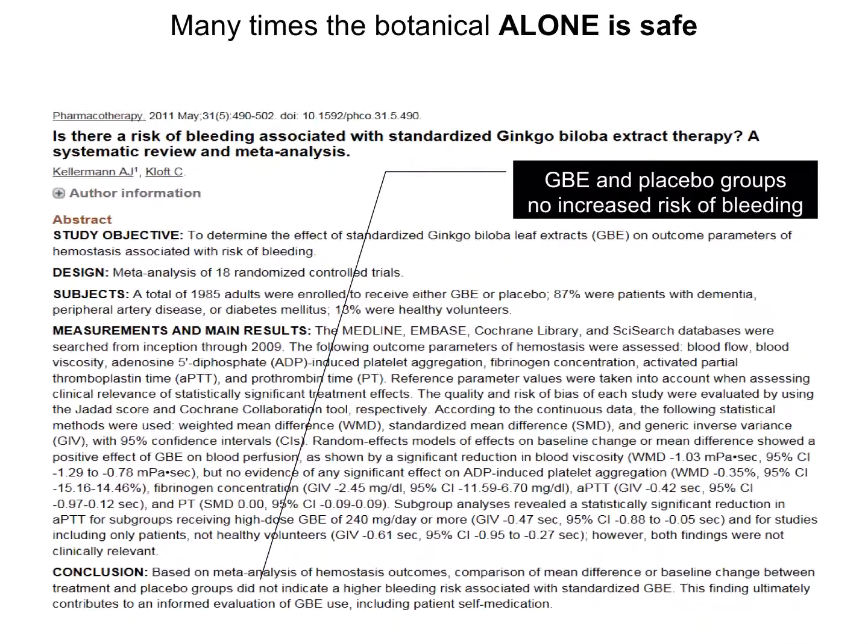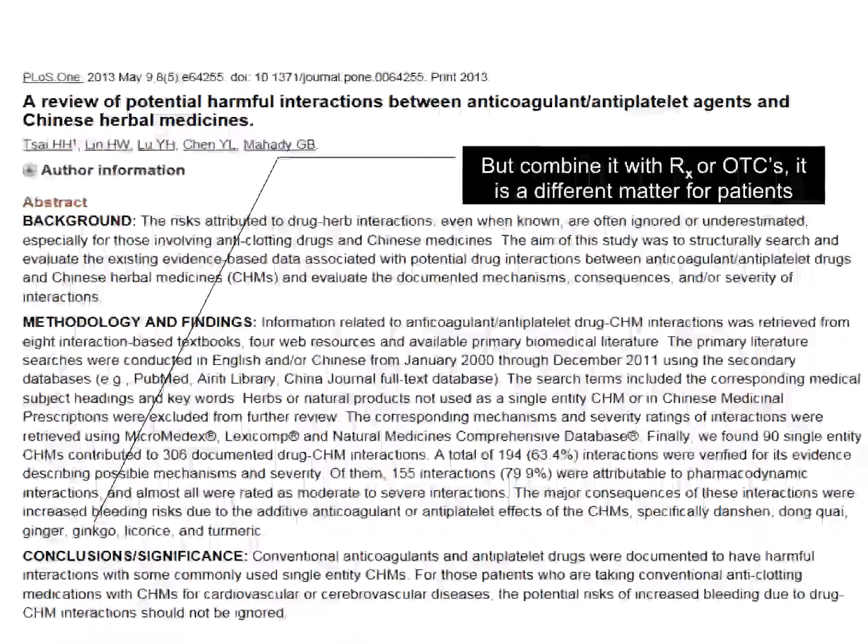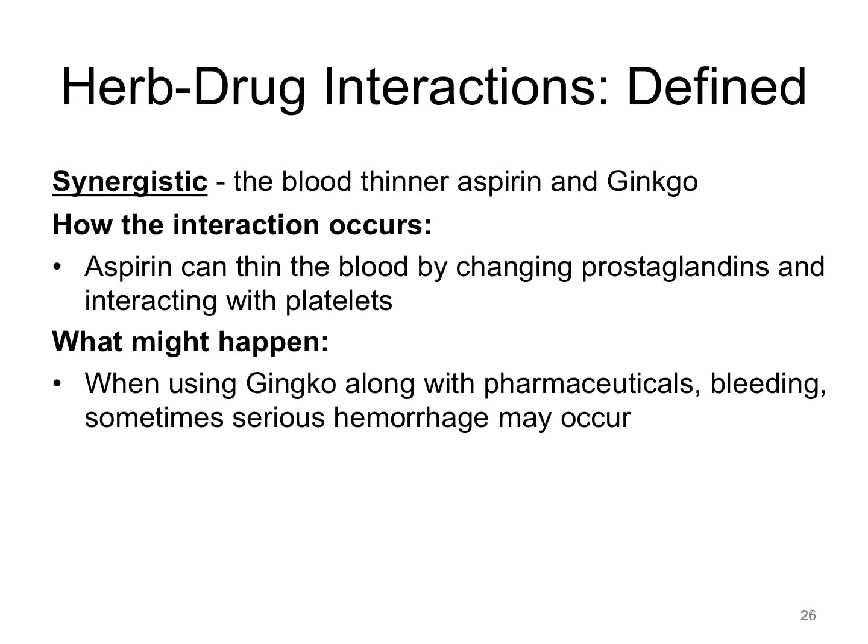If you just use ginkgo as a botanical and they're not on any pharmaceuticals, generally there's not a lot of risk of bleeding. But now throw in a couple of medications in there, and now it's a disaster. Now it's a big disaster, right? Combine it with Rx or OTCs, totally different matter. And this is a big problem because a lot of people use these botanicals. They come in your practice, and they may not know this. So that's an example of a synergistic interaction.